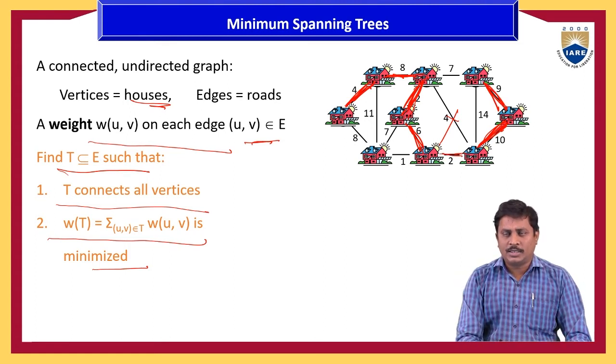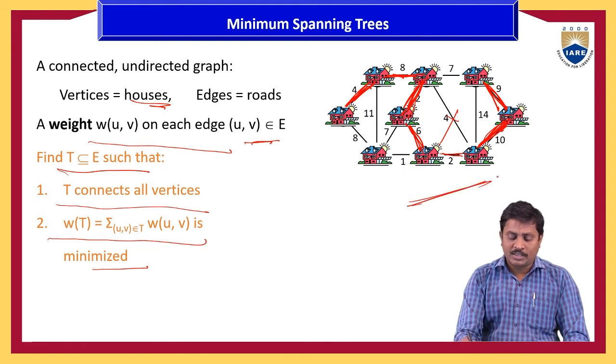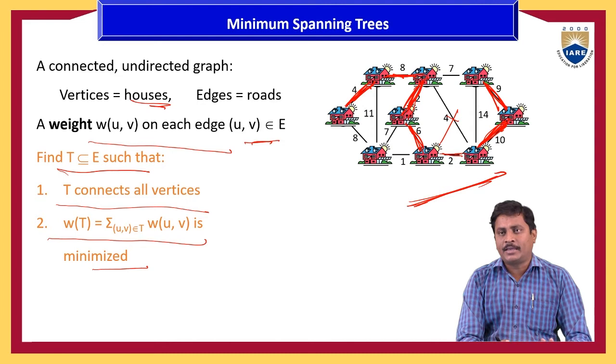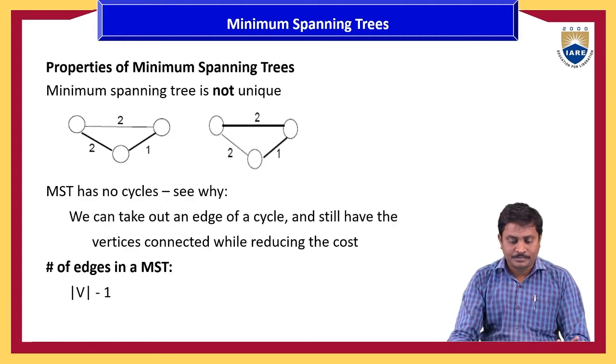So this is finding the minimum spanning tree. Spanning tree means a tree which has no loops, which is acyclic, but it consists of all the vertices of the graph. That tree is called a spanning tree. Minimum spanning tree means we draw the spanning tree with minimum cost values. That one is called a minimum spanning tree.